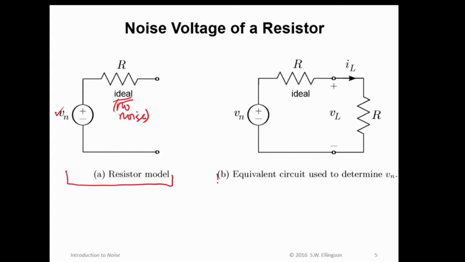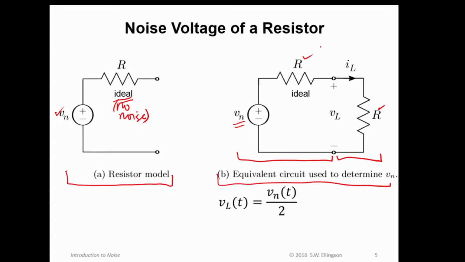Now the circuit on the right is what I'm going to use to determine what that thermal noise is. On the left side of the terminals here, I have simply the circuit I already showed on the left. And then on the right side, I have a load. The load I'm going to select is simply a resistor that has the same value of resistance as I have on the left.